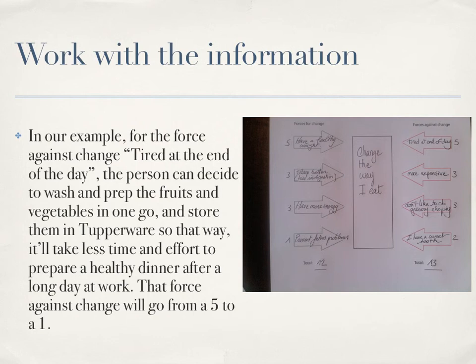If she does that, she went from a 5, strong resistance, to a 1, which is slight resistance, because she found a way around that strong resistance. If you work the points, try to find ways to reduce the resistance, and at the same time try to see the benefits of change, it's going to be much easier to put into action the change you would like to make.